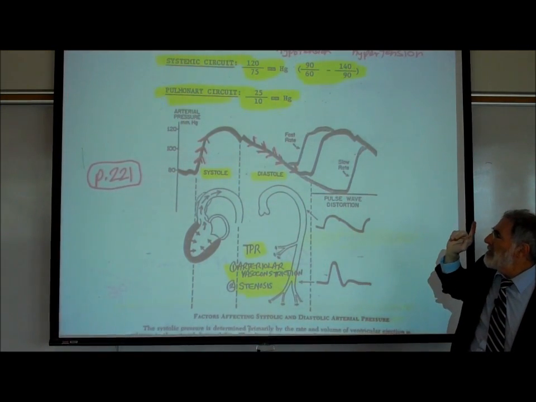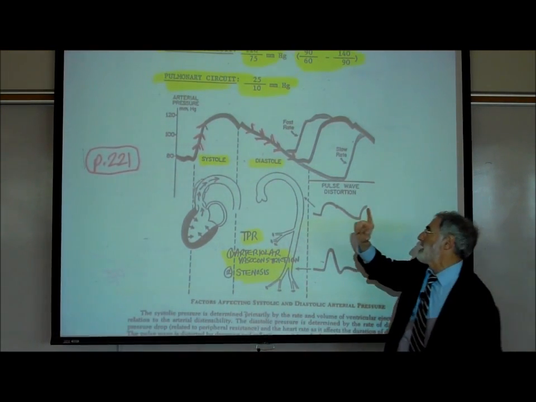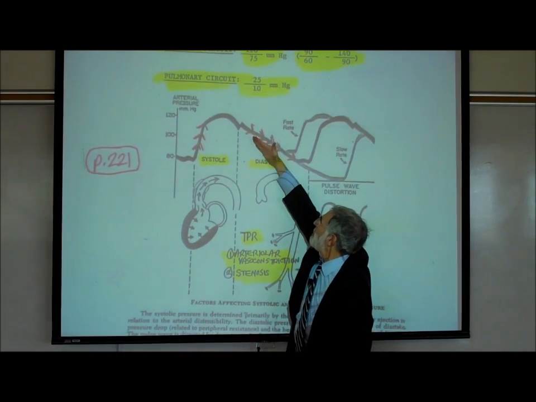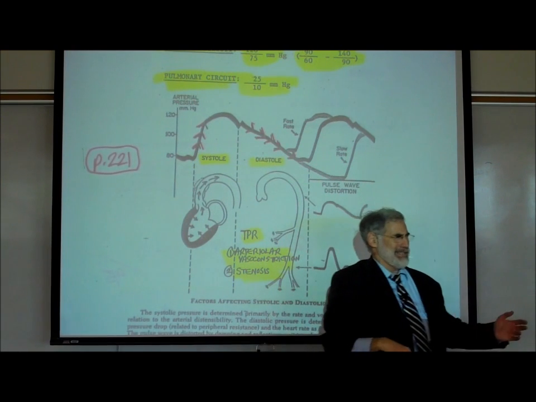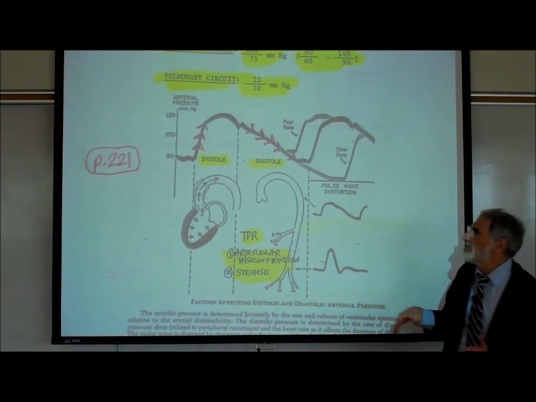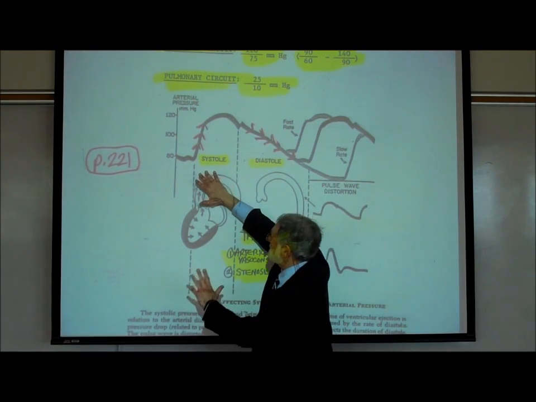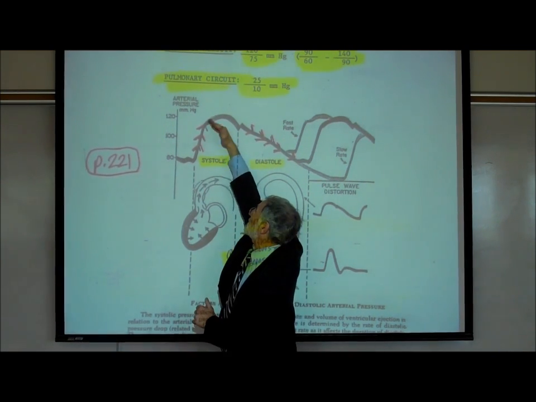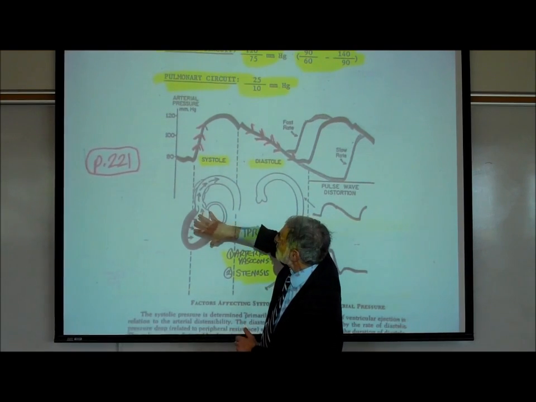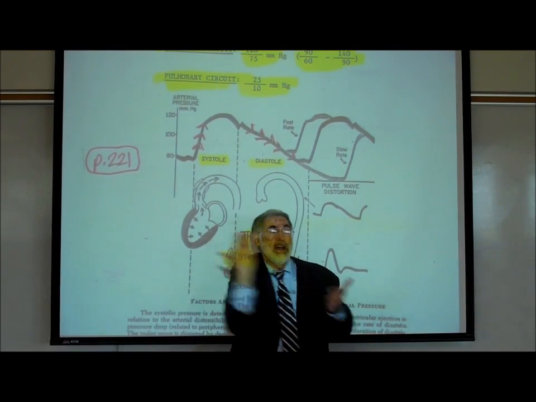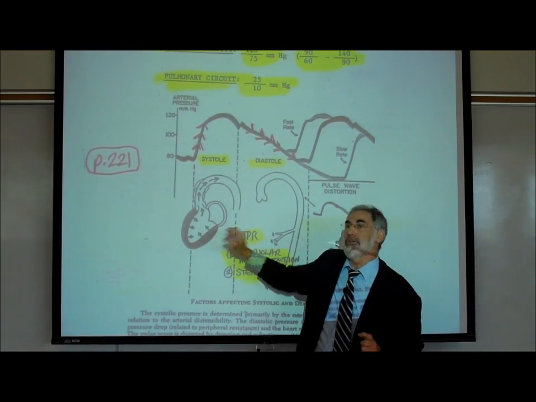Now, here's the question: what determines how much the blood pressure drops during diastole? You'd say, what do you mean? Well, obviously, what we're saying is this. How high your systolic blood pressure goes, either real high or real low, is largely determined by the force of contraction of your heart.